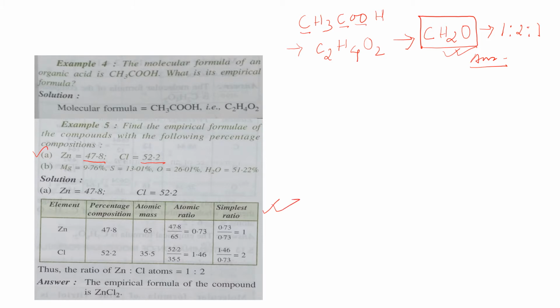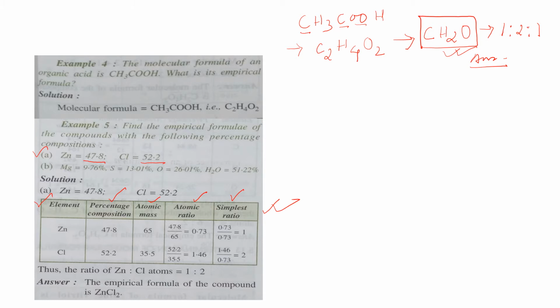In this table, the first one will be element. The second one will be percentage composition. The third one will be atomic mass of that particular element. And then the atomic ratio and then the simplest ratio. All these things are given in the rule.